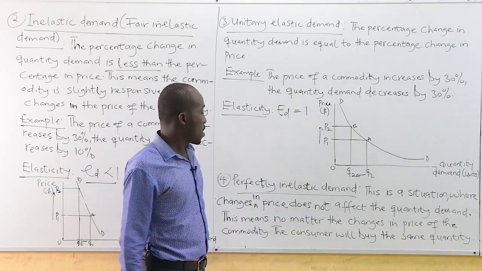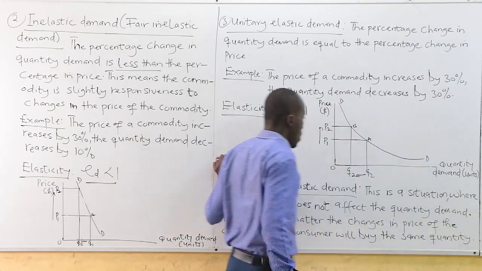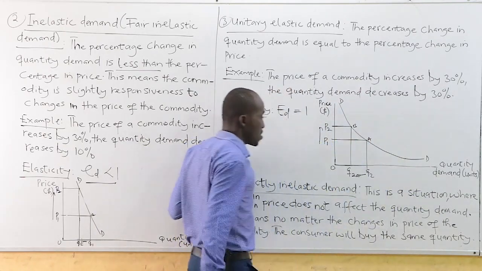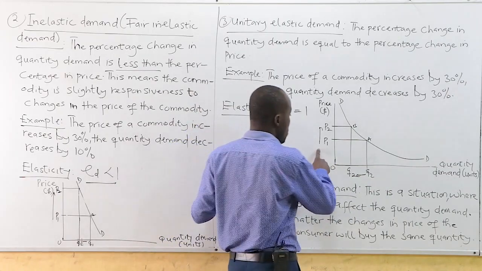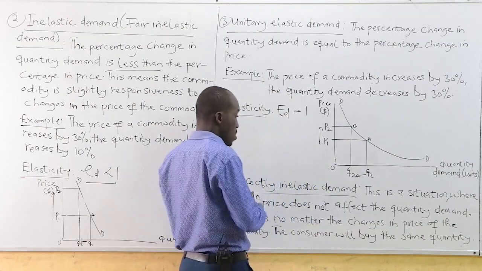And we have here the price, we have here quantity. We have the curved line. And what happens is that at the price of P1, the quantity was Q1.